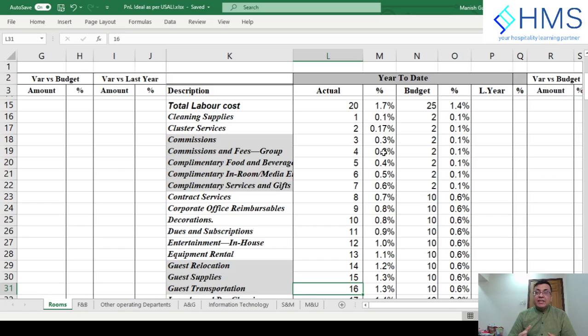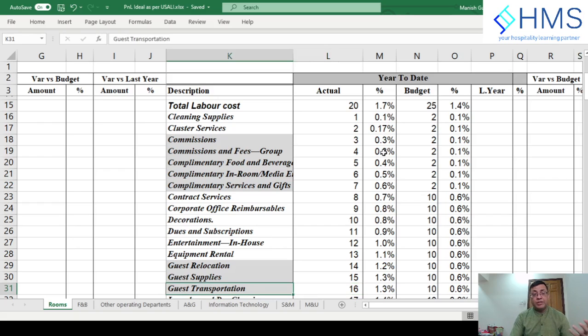To make it easier, usually you can split out the expenses into subheadings. Variable expenses you can put in the same subheading. Fixed expenses you can put in the same heading. Expenses which are not in the control of the hotel itself may be put into a separate heading, so that it's easier for the user to read and understand how they are being analyzed.